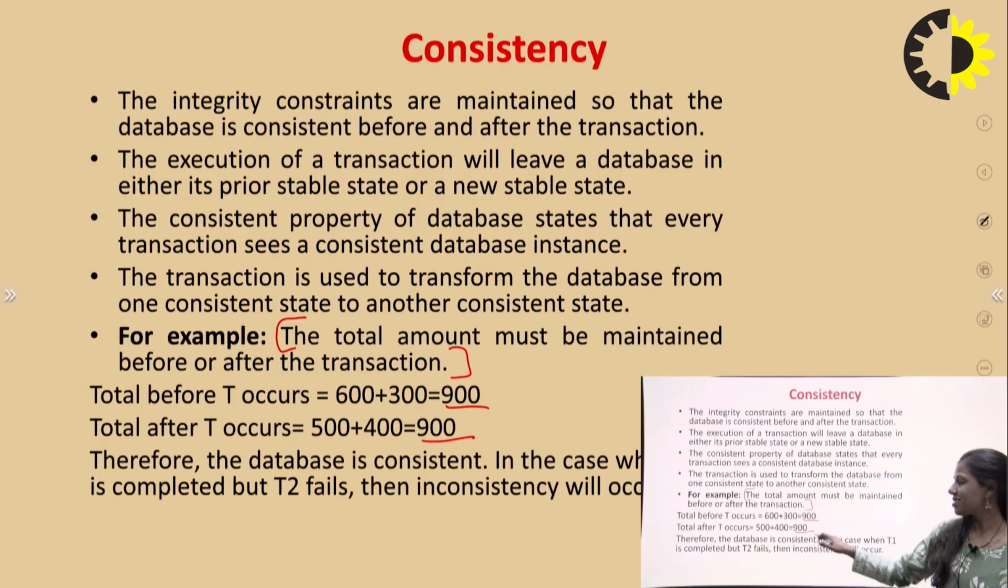Therefore, the database is consistent if the values before the transaction are the same as after the transaction. So this is how we can check whether the database is consistent or not. In case T1 is completed but T2 fails, then the inconsistency will occur. This is how we can check consistency and inconsistency.